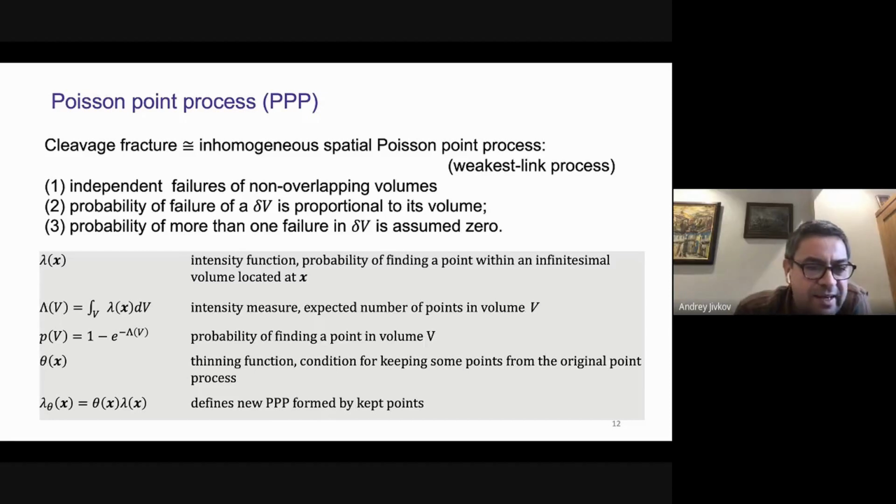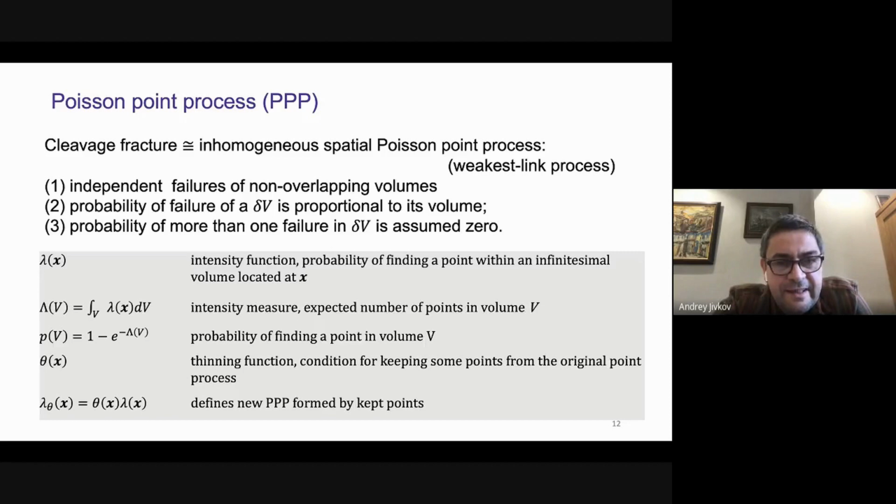And then we have big lambda of V, which is the intensity measure, the expected number of points in a volume V, which is just an integral of the intensity function. And then the probability of finding a point in a volume V is just 1 minus e to the power of minus lambda of V. So this is exactly the mathematical basis for the Beremin model you will see in a second.